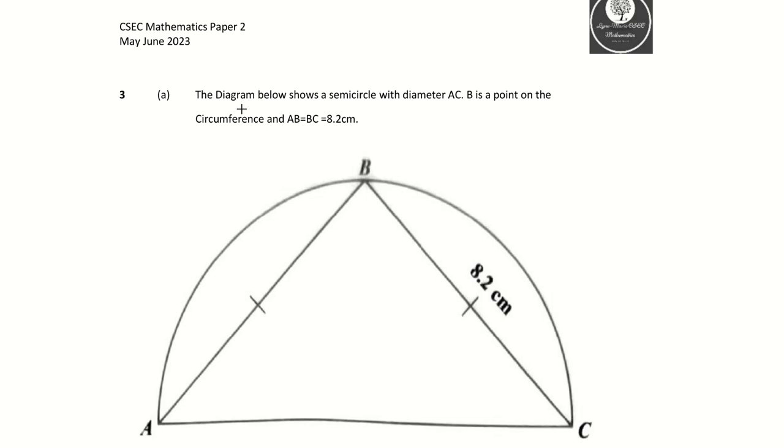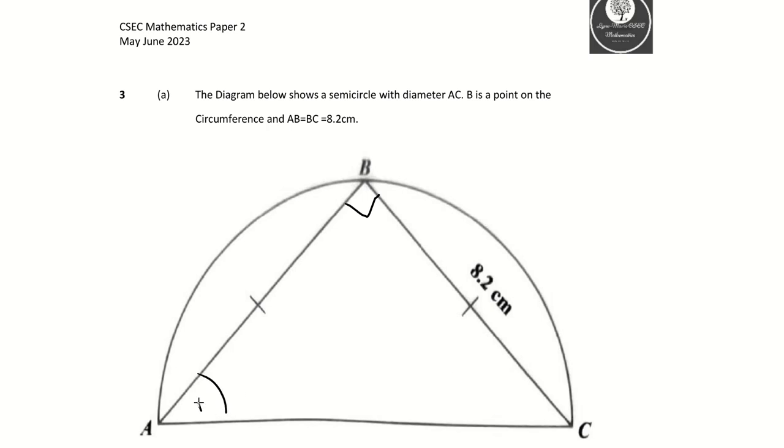May, June 2023, the diagram below shows a semicircle with a diameter AC. So, immediately when you read that, your circle theorem is supposed to come back. If your diameter is part of a triangle within a circle, the angle opposite that diameter is 90 degrees. So this here is 90 degrees. Point B, and this is an isosceles triangle. So these two angles would be equal.